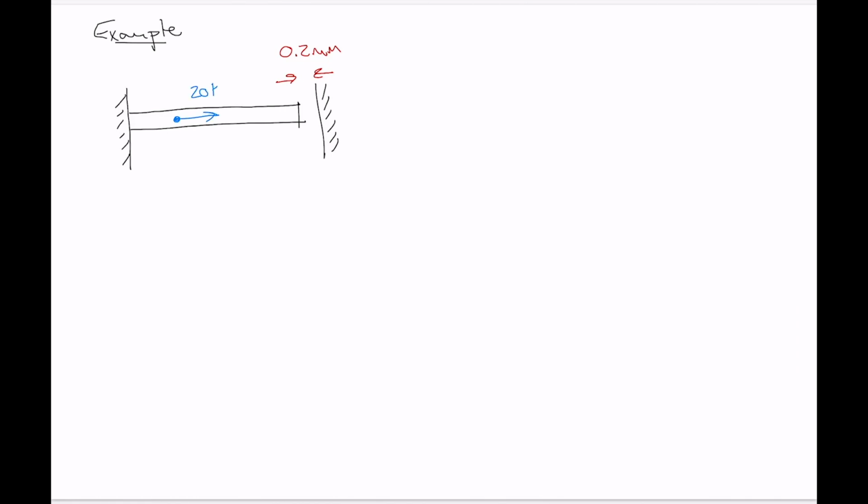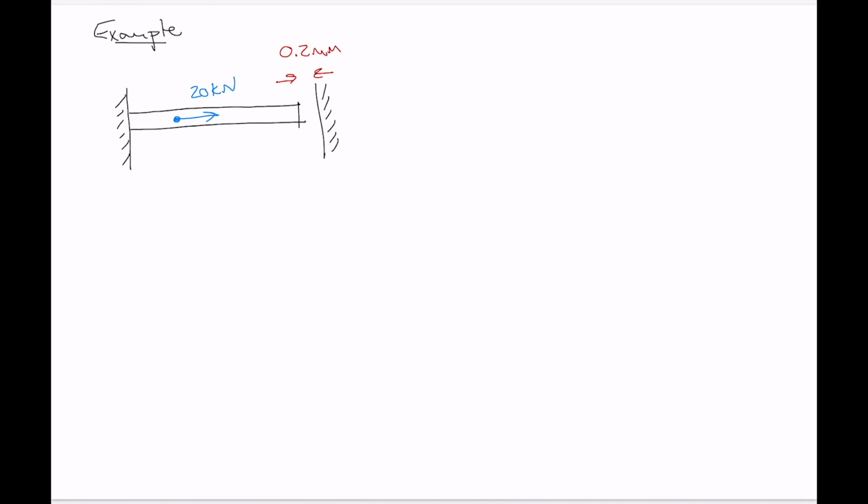So, example. We're going to have a steel rod that is attached to a fixed support here, like this. There's a fixed support, and there's going to be another fixed support over here, but the rod is not going to quite reach to that. So we're going to have a 0.2 millimeter gap here between those, and we'll apply a load that's 20 kilonewtons.